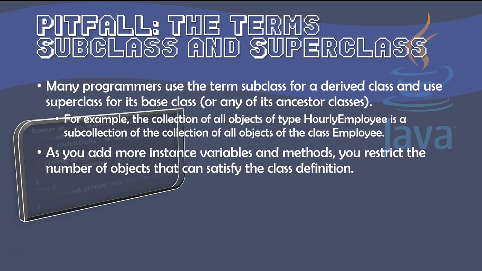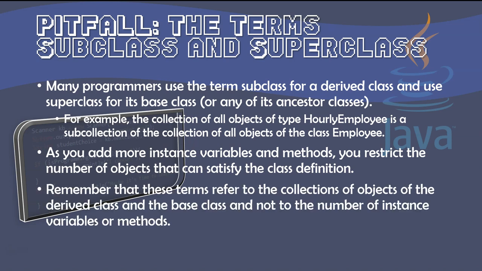Now, as you add more instance variables and methods, remember you're restricting the number of objects that can technically satisfy the class definition. If we look at hourly employee, it has new parameters that exist that did not exist inside of an employee object. And remember that these terms refer, therefore, to the collections of the derived classes and the base class, and not to the number of instance variables and methods. You're not going to all of a sudden say sub and super because, oh, I have more instance variables, therefore I must be a superclass.